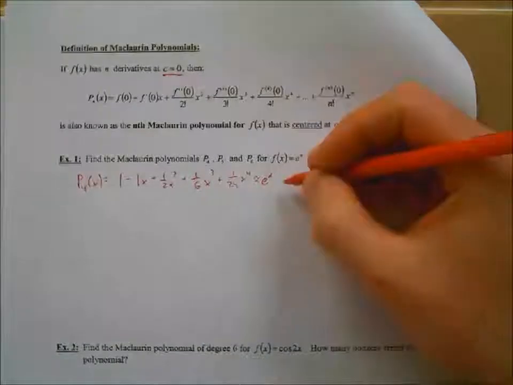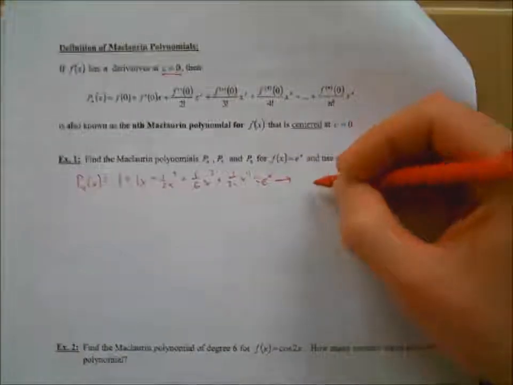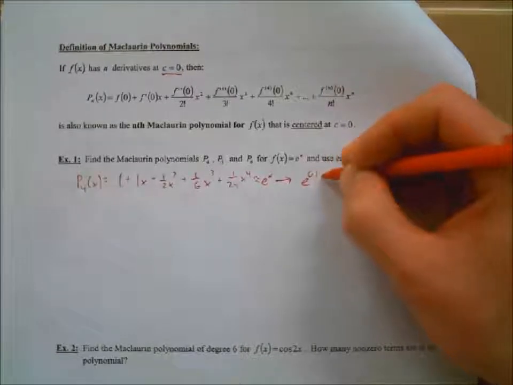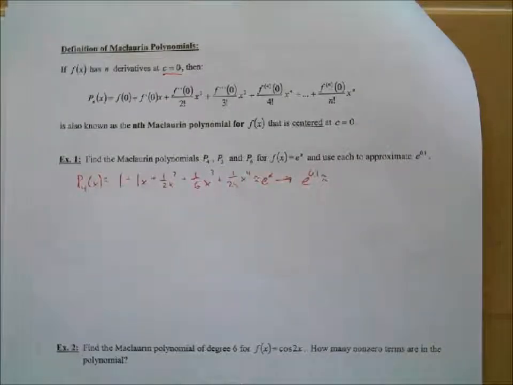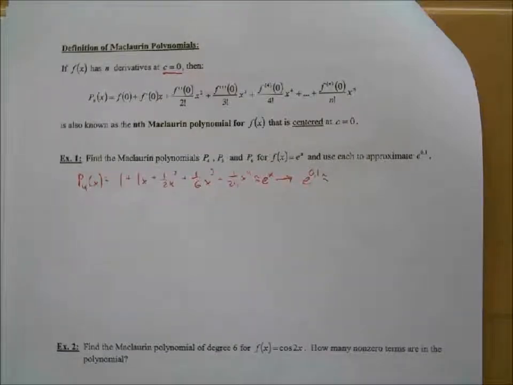And so then e to the 0.1 we would think is approximately... And now here's where we do something silly, because we're going to evaluate here the 0.1. We're going to have to use a calculator for it. I'm not going to say we have to, but we're going to use a calculator just to make things easier for ourselves.